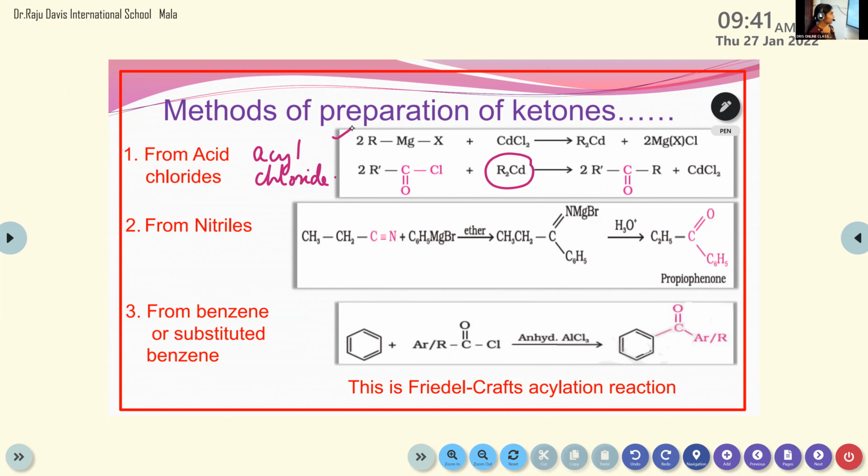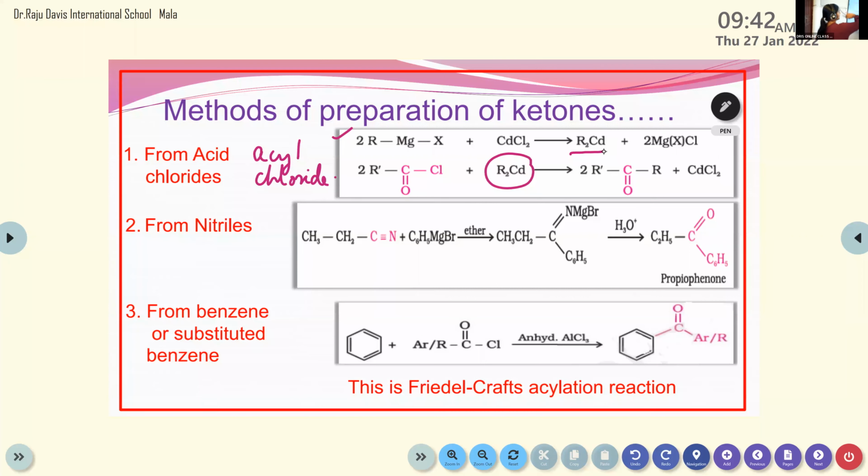So using Grignard reagent. What is the chemical formula of Grignard reagent? Correct. RMgX. X stands for any halogen. R stands for any alkyl group. So here RMgX will react with cadmium chloride, that is CdCl2. Grignard reagent reacts with cadmium chloride, then dialkyl cadmium will be formed. So that is the preparation method of dialkyl cadmium. Clear?